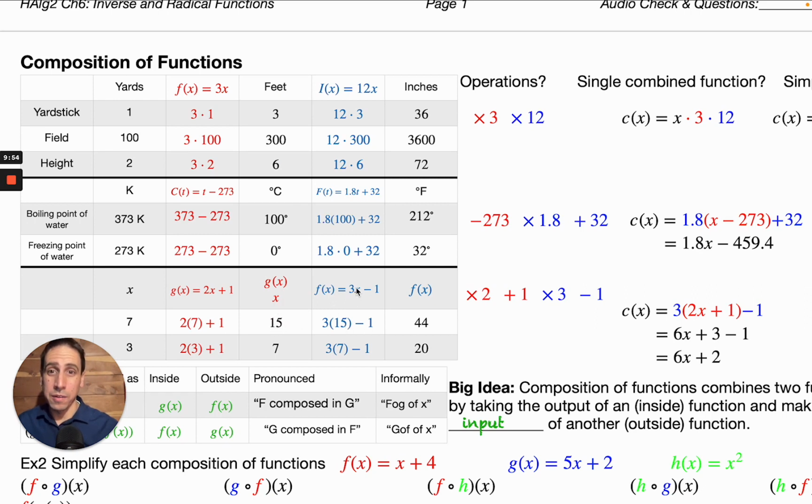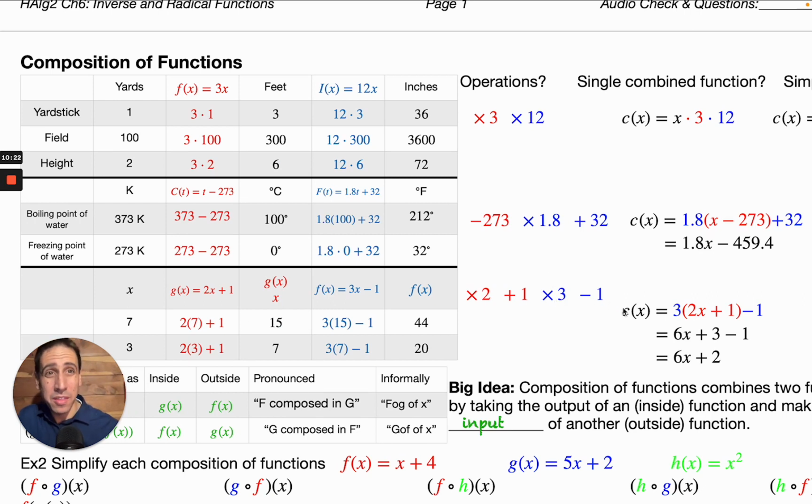So 15 is now the input, and 3 times 15 minus 1 is 44. And then here, input is 3. 2 times 3 plus 1 is 7. And that's the output of the first function. It becomes the input of the second function, and 3 times 7 minus 1 is 20. In both of these cases, we've got two different operations, and the red operations go first. First you multiply by 2, and then you add 1, and then you multiply by 3 and subtract 1.